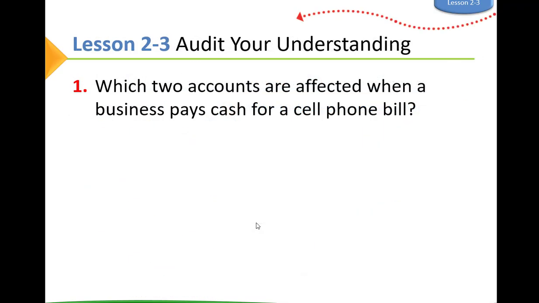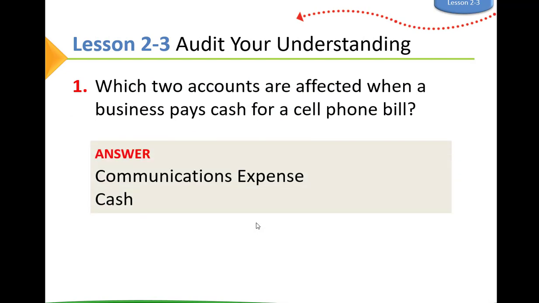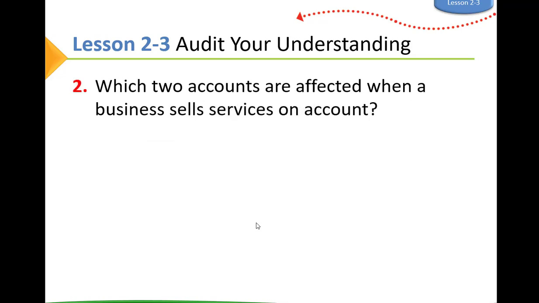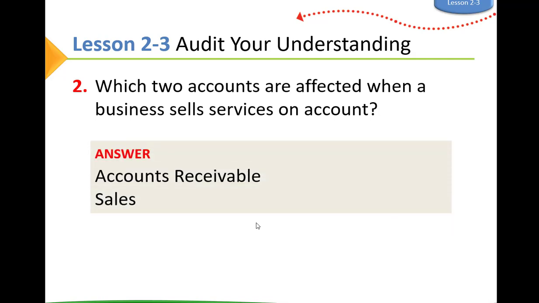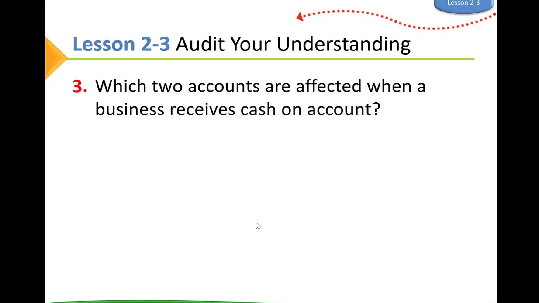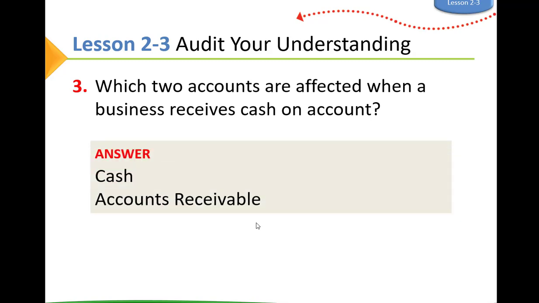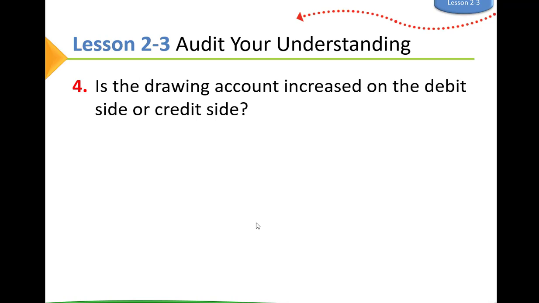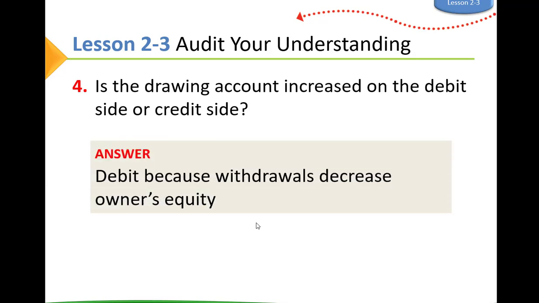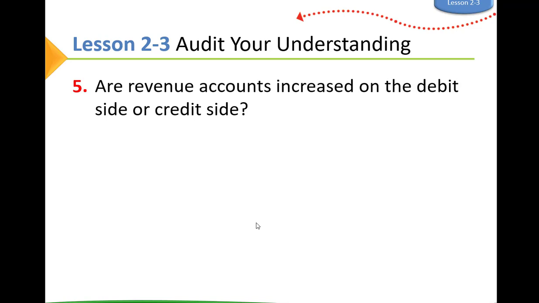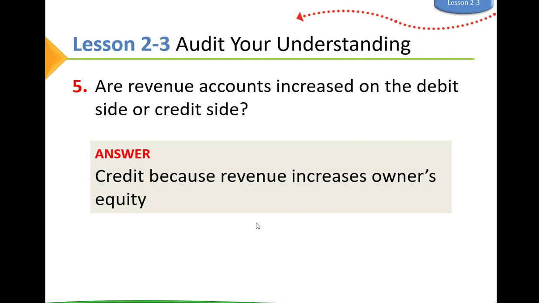So, the two accounts that are affected when a business pays cash for a cell phone bill, name the two accounts. You should have gotten communications expense and cash. Which two accounts are affected when a business sells services on account? Accounts receivable and sales. Which two accounts are affected whenever a business receives cash on account? Cash and accounts receivable. Is the drawing account increased on the debit side or credit side? Debit, because withdrawals decrease the owner's equity. Are revenue accounts increased on the debit side or credit side? Credit, because it increases the owner's equity.